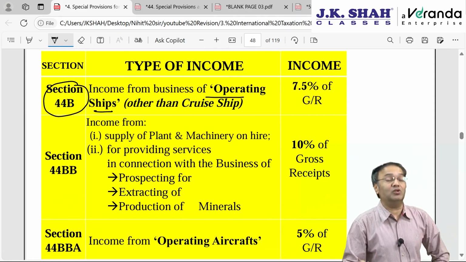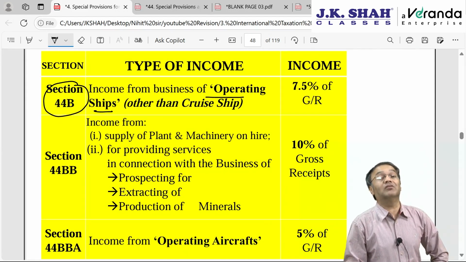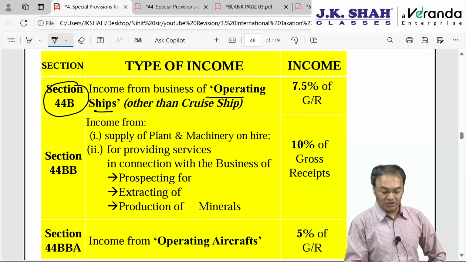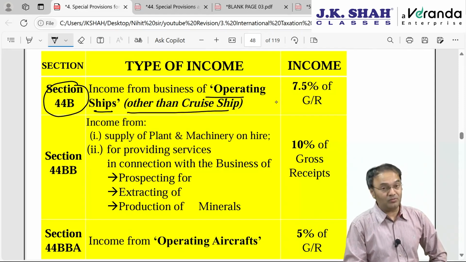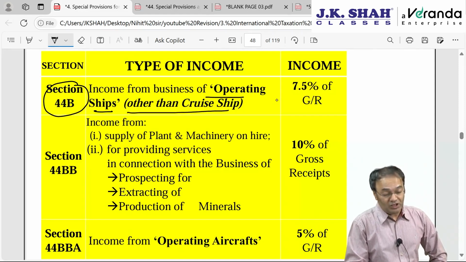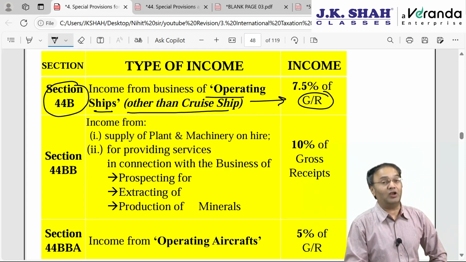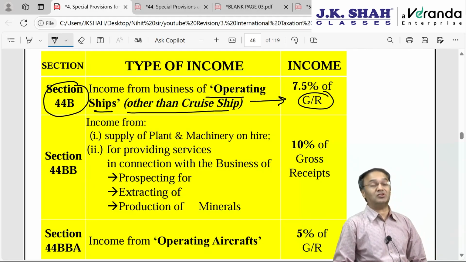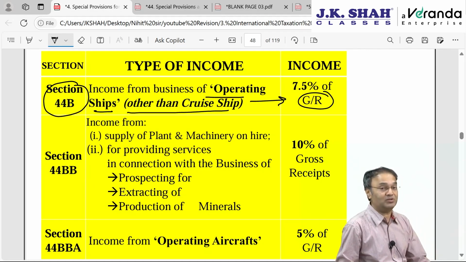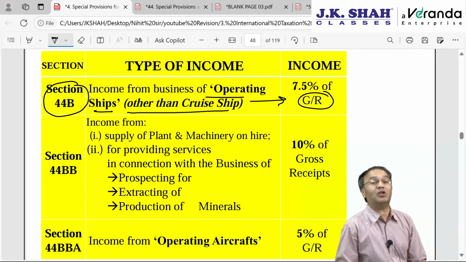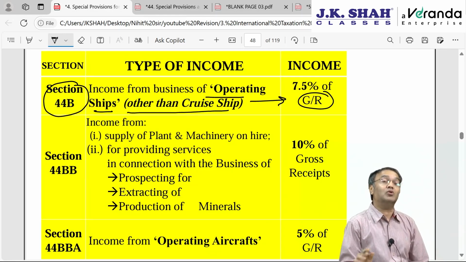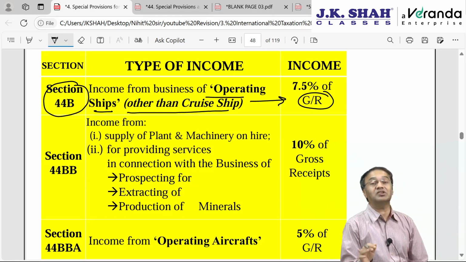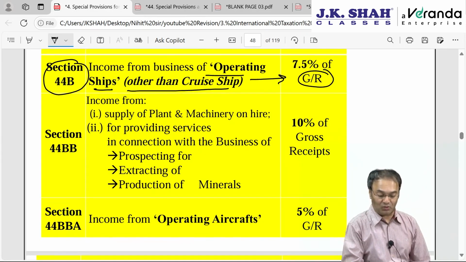But because of the newly introduced 44BBC, which is for operating cruise ships, therefore they said other than cruise ship, income will be deemed to be 7.5% of gross receipts attributable to Indian operations. Remember, it is not a tax rate. This is not the special rates of tax chapter. It is a part of the PGBP chapter, which just talks about how to compute income. So don't calculate whatever is the gross receipt into 7.5%, matter over.